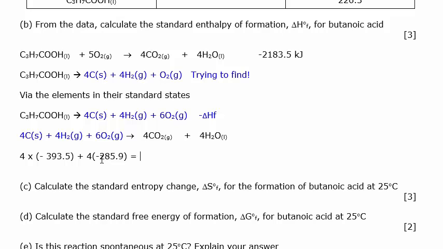Well, that equals, I need my calculator here, 393.5 times 4, negative 1574, plus minus 4 times 285.9, 1143.6. So we add these two together, and we get to negative 2717.6.